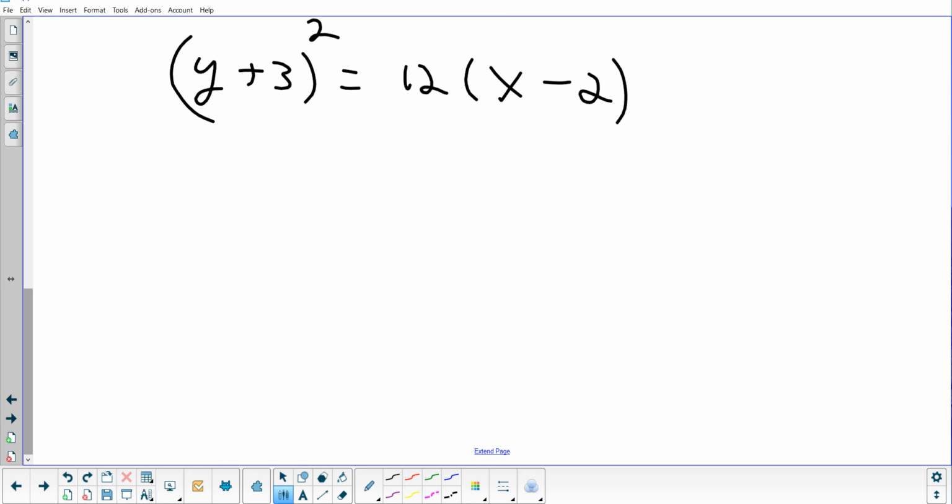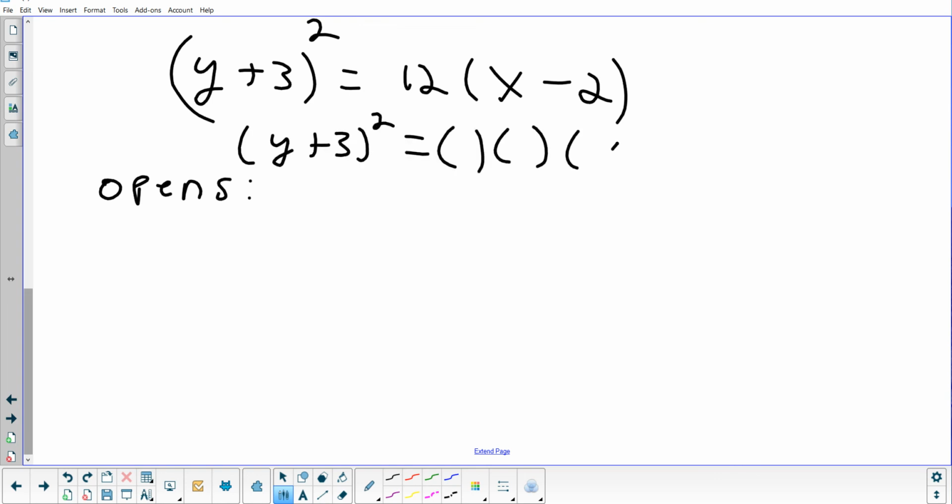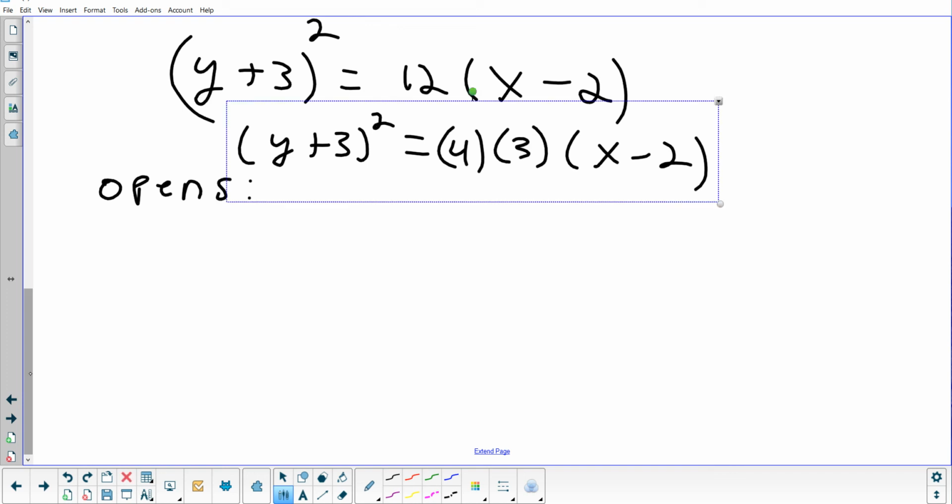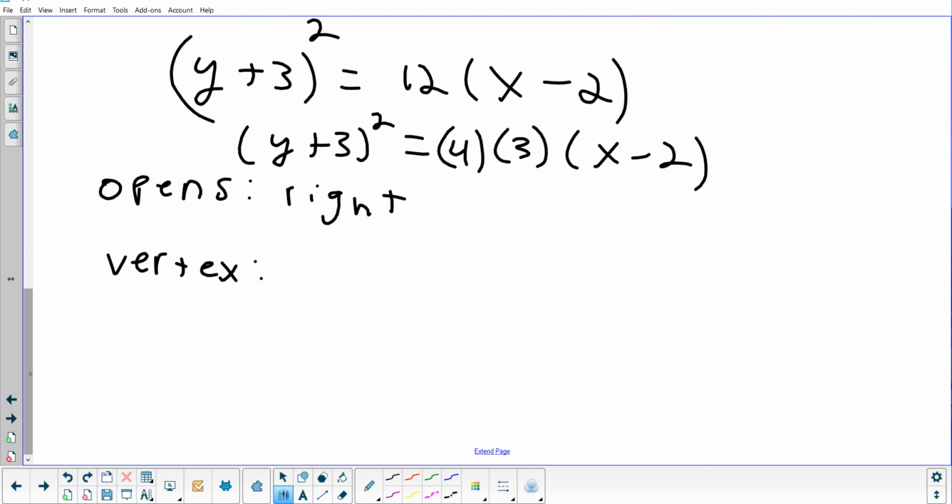Okay, which way would this open? And if you're not sure, think of it like this first. What number would be in the first parenthesis? 4, and in the second one? 3. Okay. So which way does this open? Positive 4 along the x means it opens right. My vertex. Remember, the format of the vertex is h, comma, k. And h and k are always the number that comes after the minus sign.